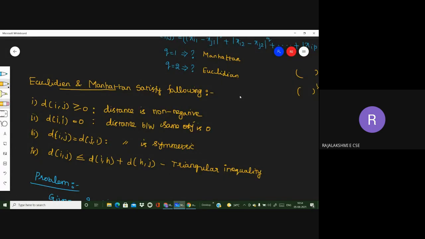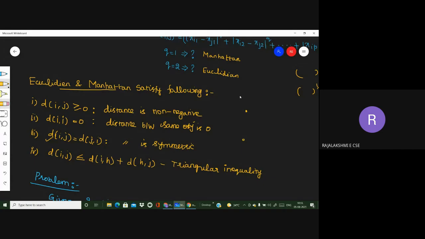Fine. Now the Euclidean and Manhattan distances satisfy the following conditions. We always get non-negative results. And the distance between the same object is always zero. If there is one object and we find the distance to the same object, the object is not moving from that point, so it is zero. And dij equals dji; we have seen this in the similarity and dissimilarity matrix. This is symmetric. Whether I calculate the distance between i and j or j and i, both are the same. And the distance dij is less than or equal to dih plus dhj. What does it mean? It is the triangle inequality.